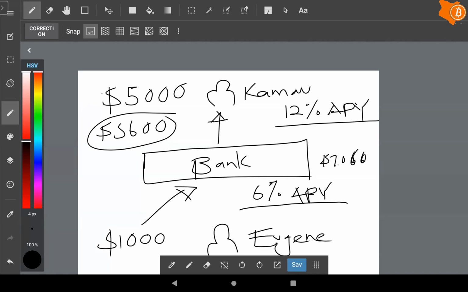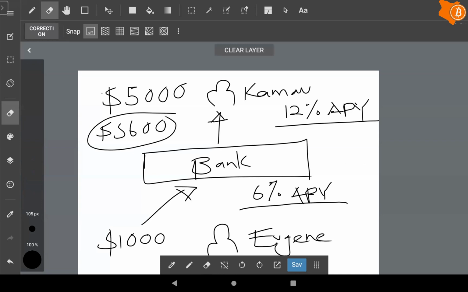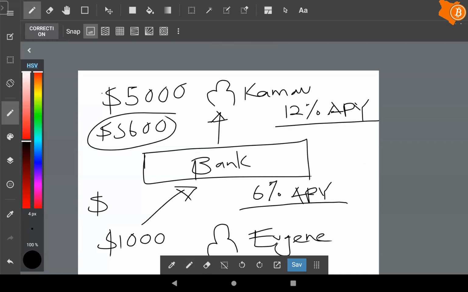So let me just migrate this one here, and then I'll personally make $1,060. So when Kamau comes back and pays back the money within the year, he'll pay back 5,600. Now the bank will take the $600, take out $60, and give me back the $60. I mean, basically pay me back $60 as a thank you for allowing my money to be lent out to other people.